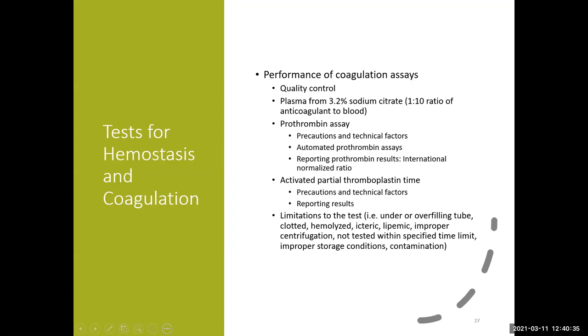Some limitations of the test, which is similar to your hematology as well. If the specimen is clotted, of course, your coag factors are going into the process of making that clot. So if they're in the process of making that clot, then they're not going to be readily available for you to test when you're actually running that test. So it could actually skew your results. If the sample is hemolyzed, icteric, or lipemic, these are a lot of factors that could affect that test process.